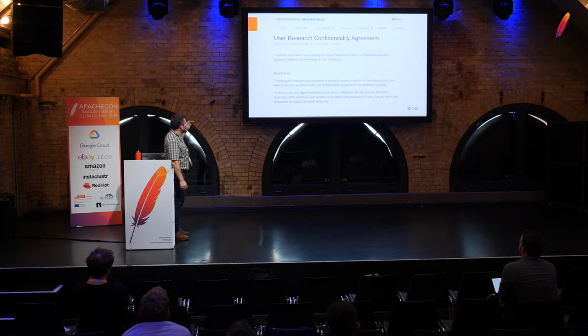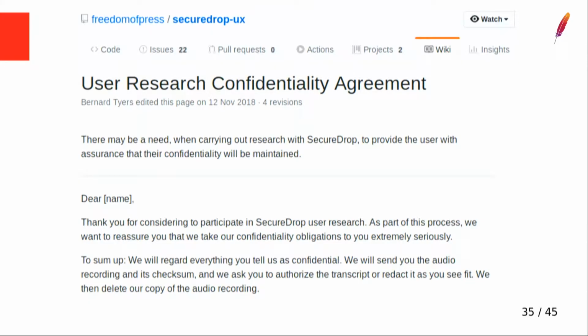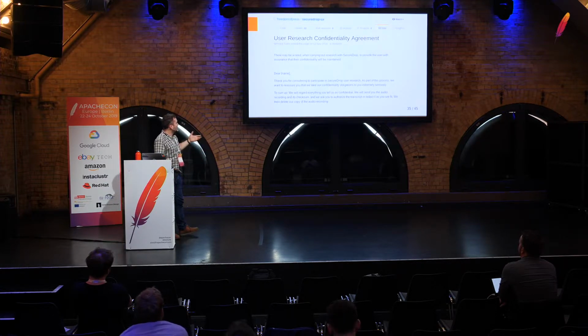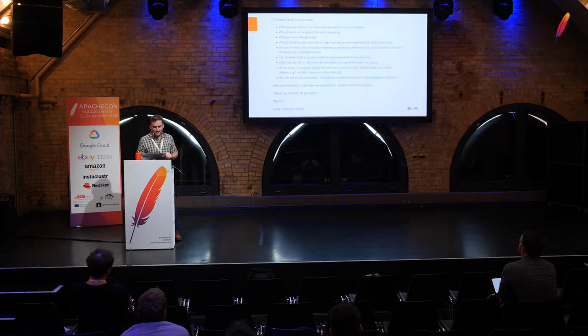Again, we explained what we were doing, how we were doing it. To sum up, we will regard everything you tell us as confidential. We will send you the audio recording and its checksum. We ask you to authorize the transcript or redact as you see fit. We will then delete the audio recording. So that person had the original audio recording, and after that, everything was deleted. And then we went into more detail, again, explaining how we were going to do things.